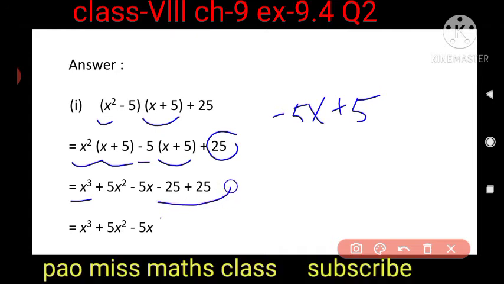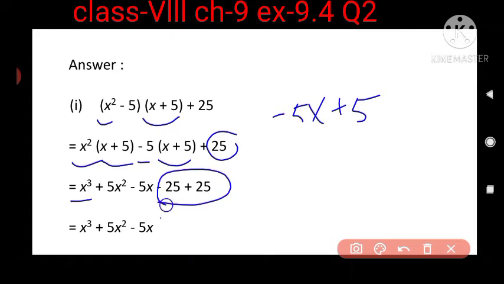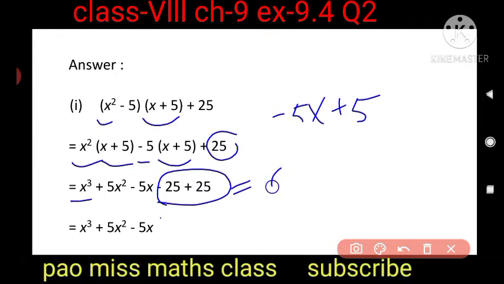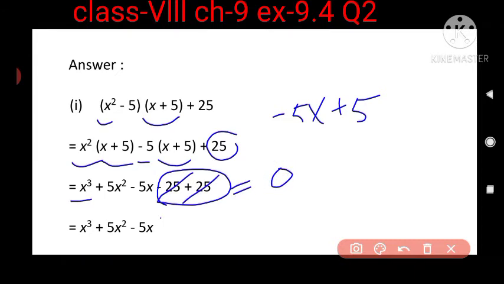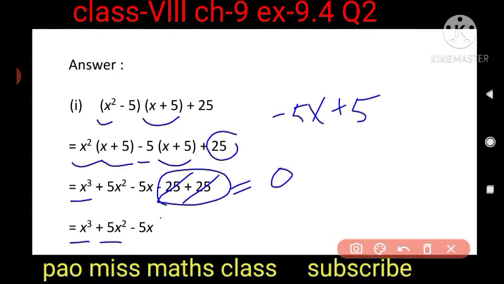Now you can see these two constants. One is plus, one is minus. That means you have to do what? Minus. So 25 minus 25, you will get what? 0. So these two will cancel out like this. So what is remaining here? x to the power 3 plus 5x square and minus 5x. So this is the answer for this question. Now next question.